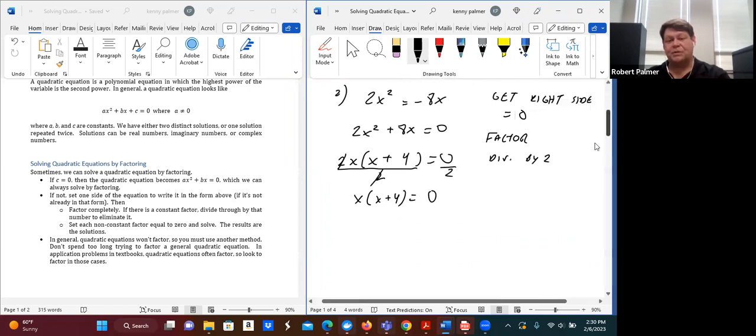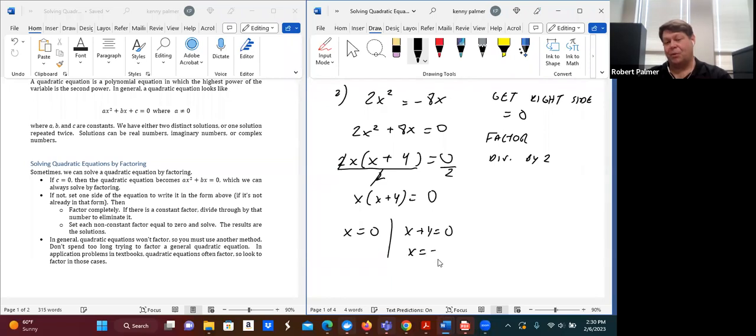At this point, do the same thing I did above. I set each factor equal to 0. The non-constant factor x is equal to 0, and x plus 4 is equal to 0. So x is equal to 0, that's one solution. Then if I subtract 4 from both sides, I get x is equal to negative 4, and there's my other solution.